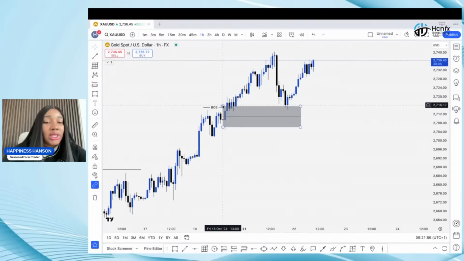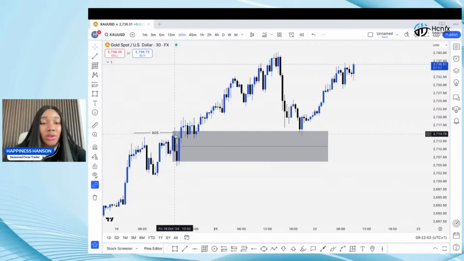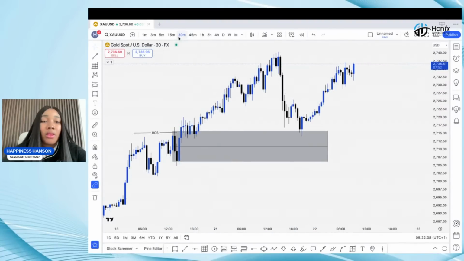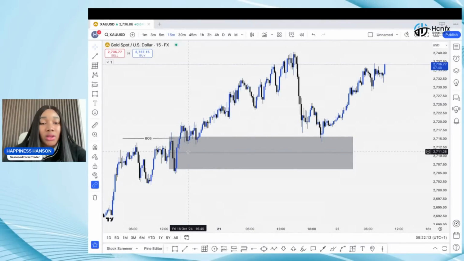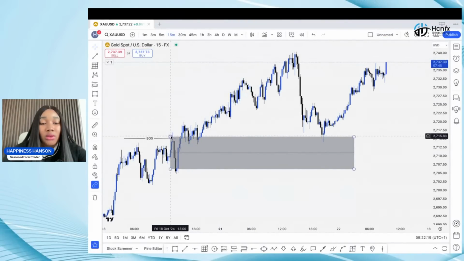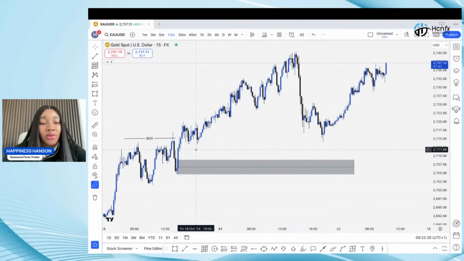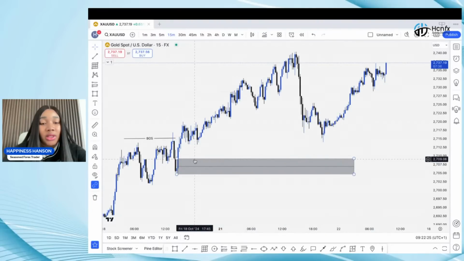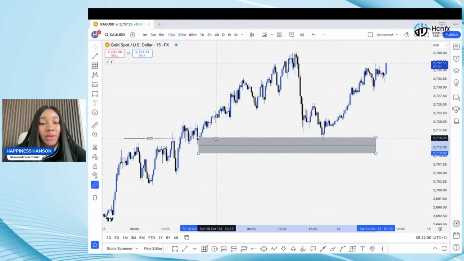So price has mitigated this origin from the higher time frame. So the next line of action on gold: you can see where price mitigated is actually the 2 hours, because if we refine it to a 15 minutes order block, it will be here. And you can see the market didn't get there. Instead, it reacted off this level.